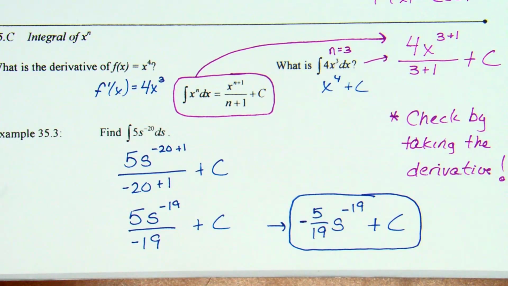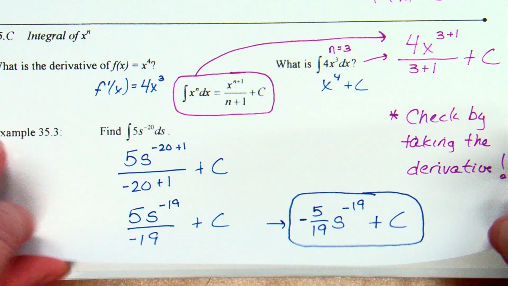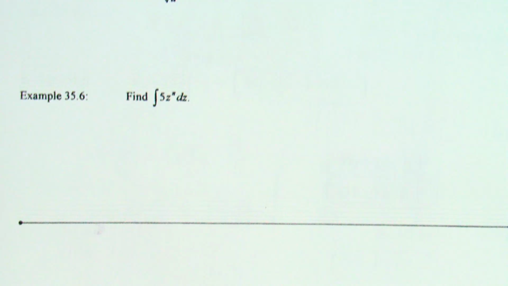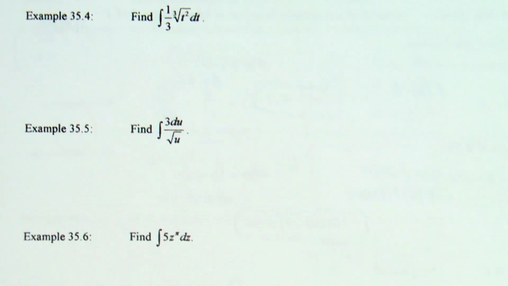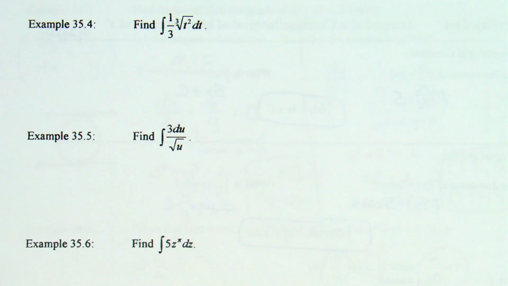Okay. The back side of the page is just 3 examples to practice the rule we just used. Are you ready for them? Example 4, the integral of 1/3 cube root of t squared dt. What do we need to do to start this problem?